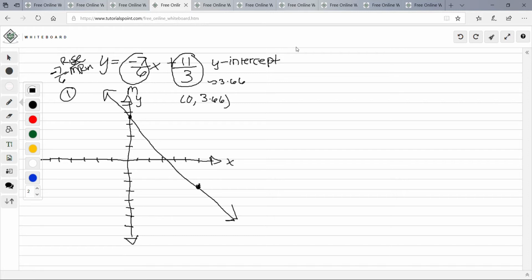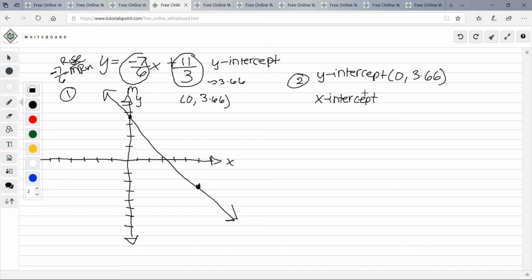The second way is probably the best way for this occasion because we're dealing with fractions. So the second way is you just need 2 points. You need the y-intercept and the x-intercept. We have one of it. We have the y-intercept, which is 0, 3.66, right? And then we'll find the x-intercept.